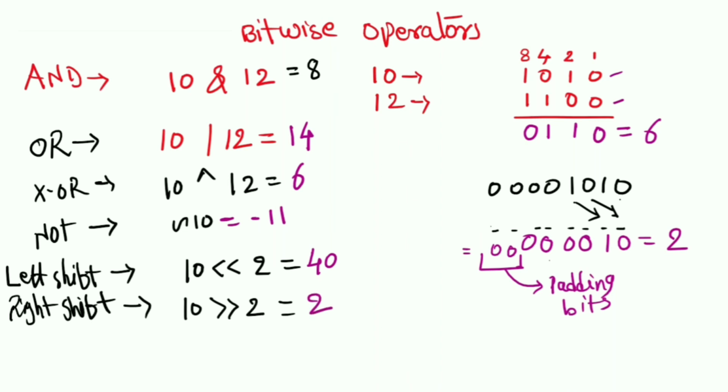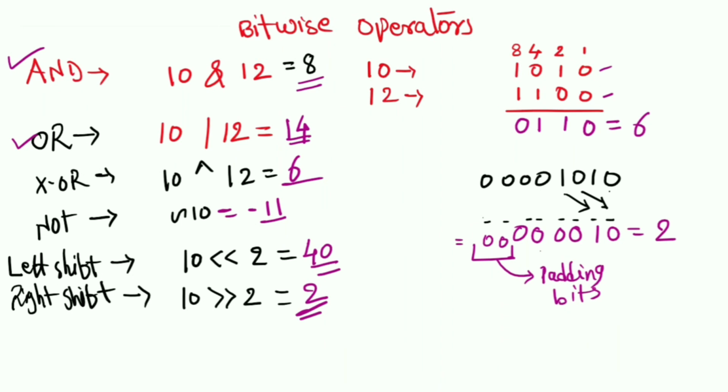Now let me summarize this. For the AND operation, if I am doing 10 and 12, the answer is 8. If I am doing 10 or 12, the answer is 14. If I am doing XOR, I am getting the answer as 6. If I am doing NOT of 10, the answer is minus 11. Left shift by 2 bits: if I am shifting 10 to the left side by 2 bits, I will get the answer as 40. And if I am shifting 10 to the right side by 2 bits, I will get the answer as 2. So we are going to verify whether I am getting the correct answer or not.